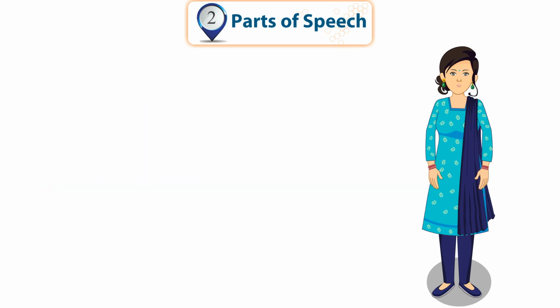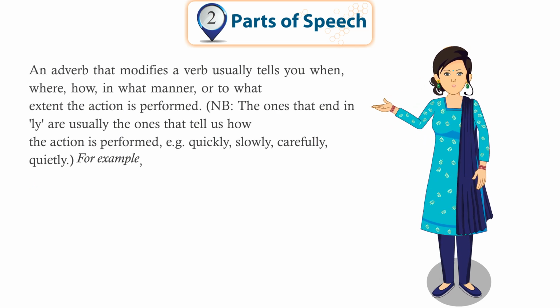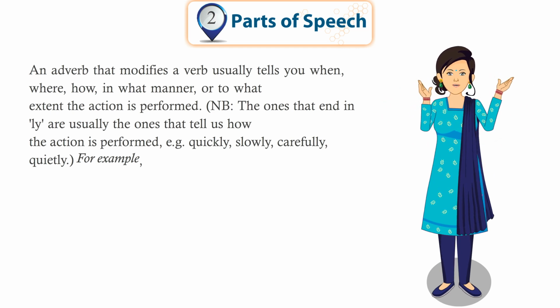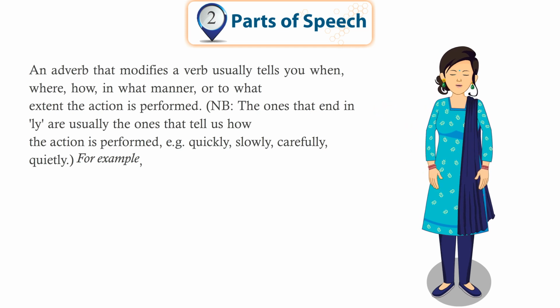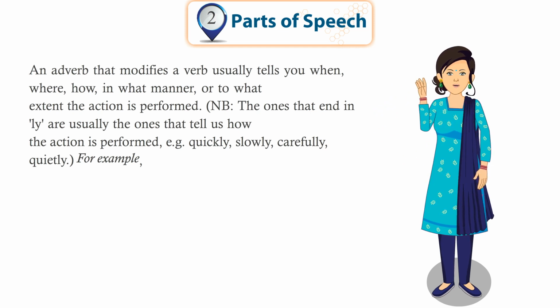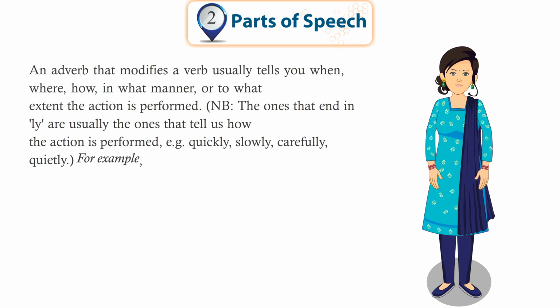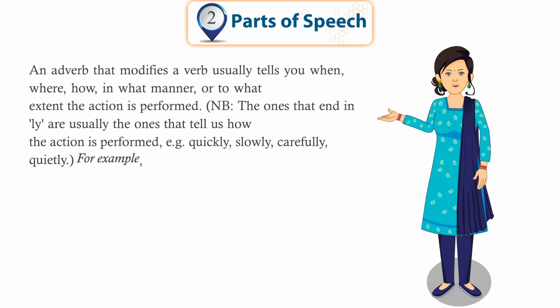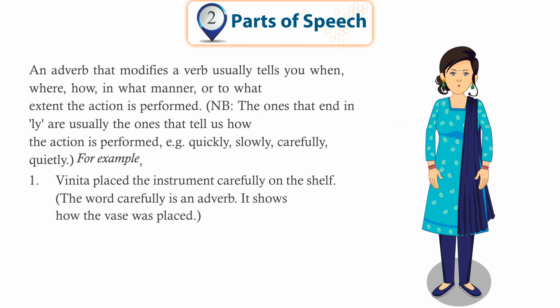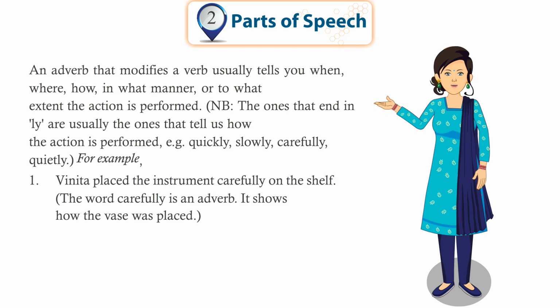Adverbs modifying verbs. An adverb that modifies a verb usually tells you when, where, how, in what manner, or to what extent the action is performed. NB. The ones that end in ly are usually the ones that tell us how the action is performed. Example: quickly, slowly, carefully, quietly. For example, Vinita placed the instrument carefully on the shelf. The word carefully is an adverb. It shows how the instrument was placed.